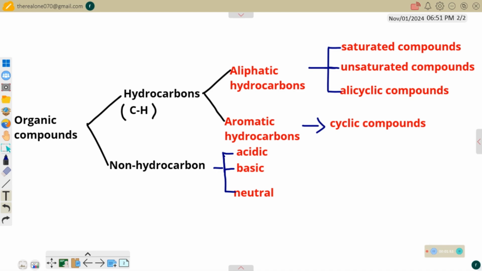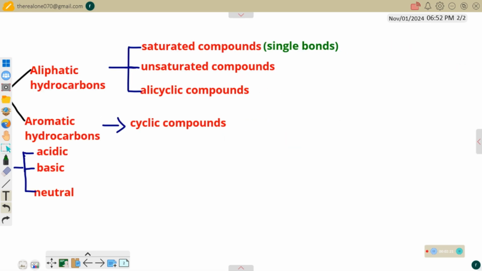Next, the hydrocarbons are further broken into two. We have the aliphatic hydrocarbons and the aromatic hydrocarbons. The aliphatic hydrocarbons are further broken into three. We have the saturated compounds, the unsaturated compounds, and the alicyclic compounds. The saturated compounds are those that have single bonds, and we have only one family of that, which is the alkanes.